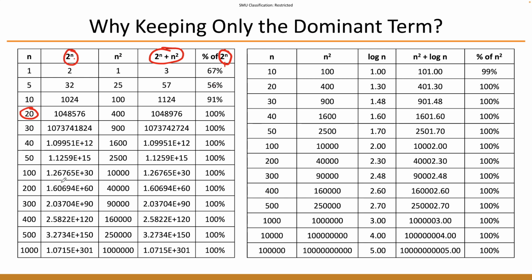So remember, when we define efficiency, we are interested in efficiency in the limit, with n's value being very large. And this particular table proves to us that for the lower order term, when n's value grows very large, that lower order term will not matter at all.